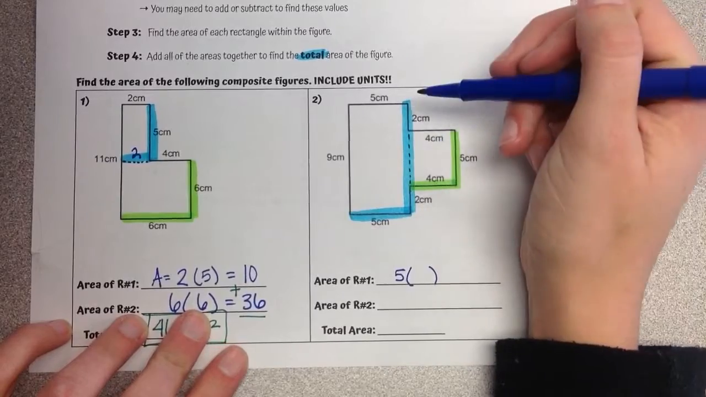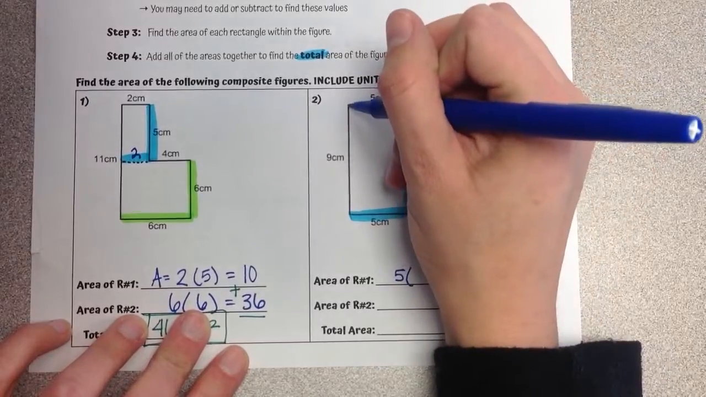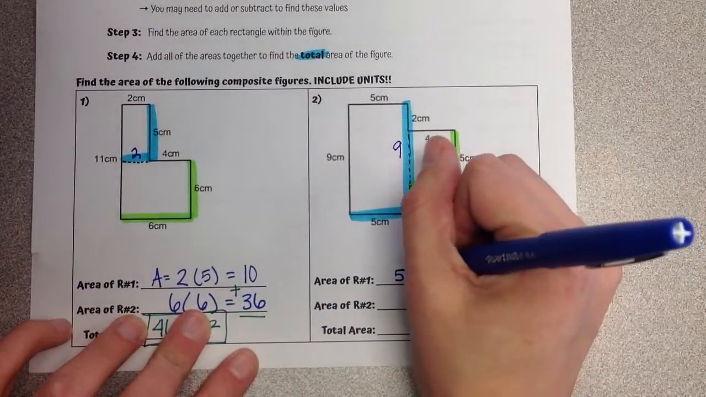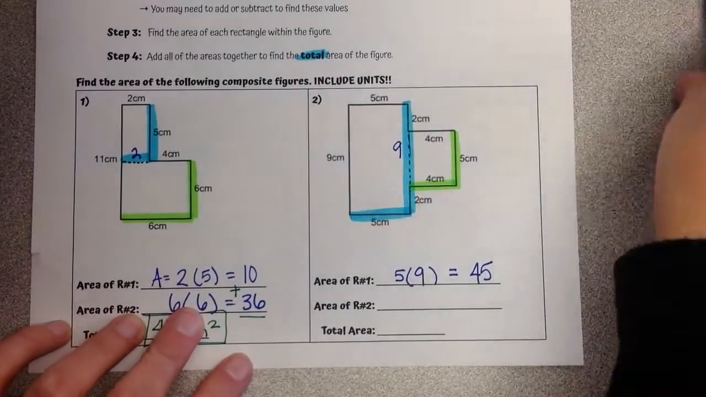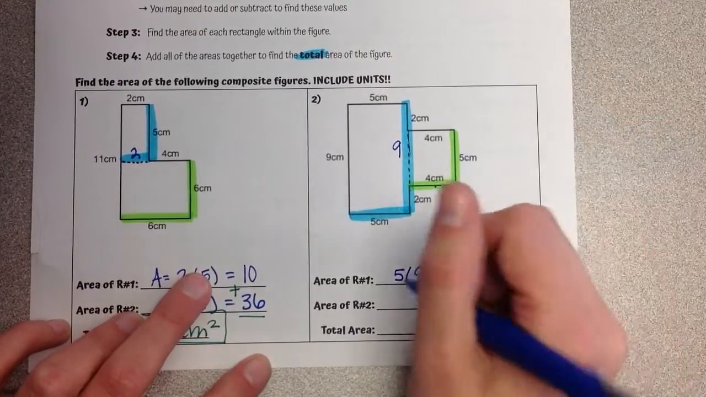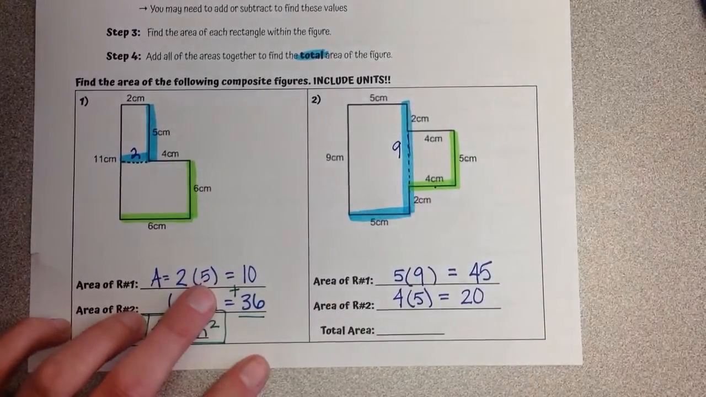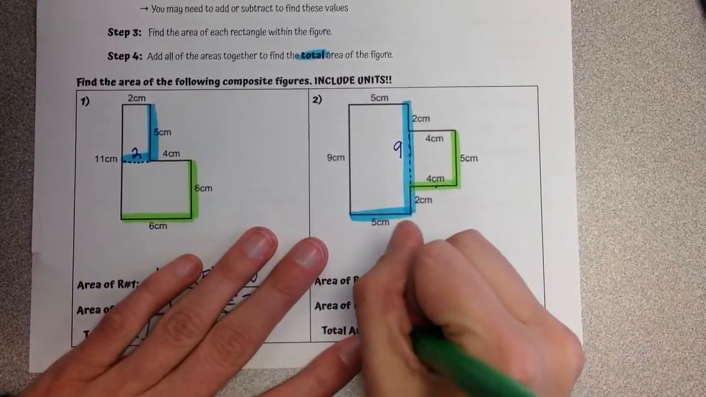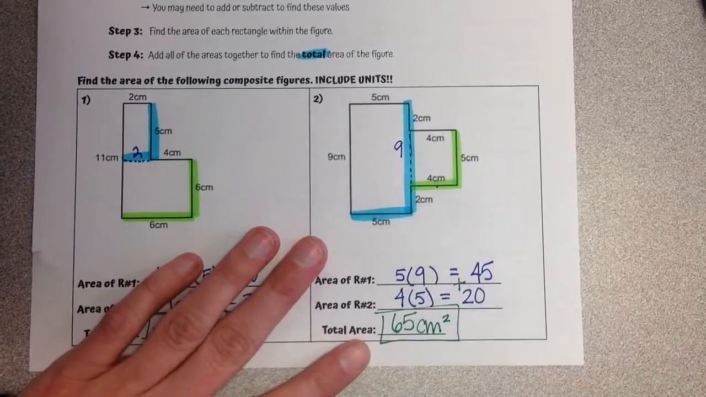We could figure that one out, but the easier route, rather than trying to add all it up here, would be, well, this side of the rectangle should be congruent to this side of the rectangle. So if this side's 9, this side's 9. So the height of the rectangle is 9. 5 times 9 is 45. For rectangle number 2, our base is 4, our height is 5. 4 times 5 is 20. Then to find our total area, we're adding those together. 45 plus 20 is 65, and our units are centimeters, so 65 centimeters squared.